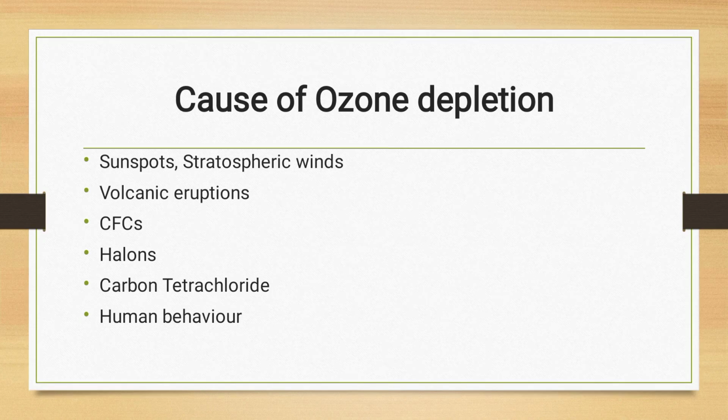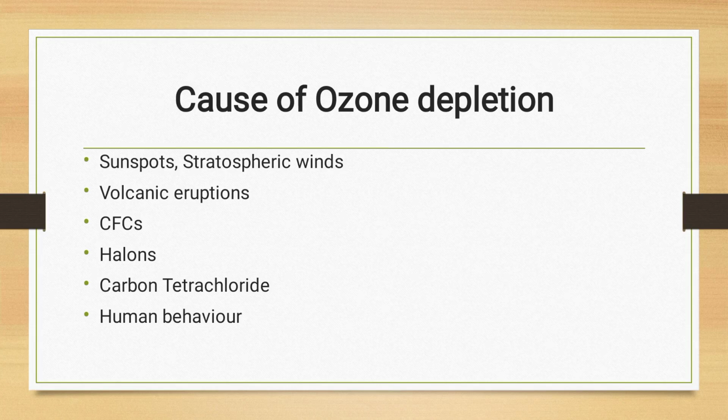Now let us check what the causes of ozone layer depletion are. First you can see sunspots and stratospheric winds. These are natural causes. The ozone layer is affected in the polar region by some natural causes, but it will not be more than 1 to 2%. Sunspots, stratospheric winds, and even volcanic eruptions can affect it.